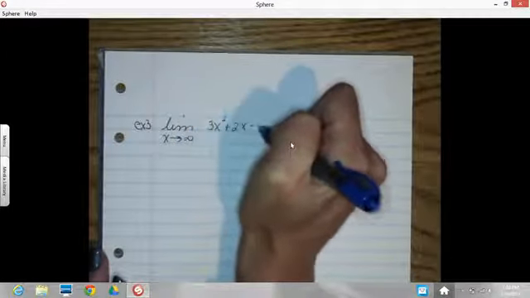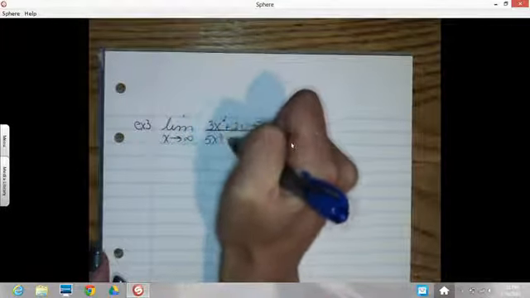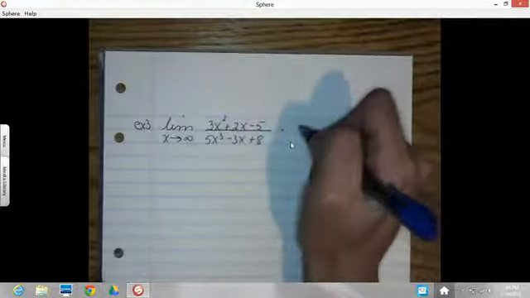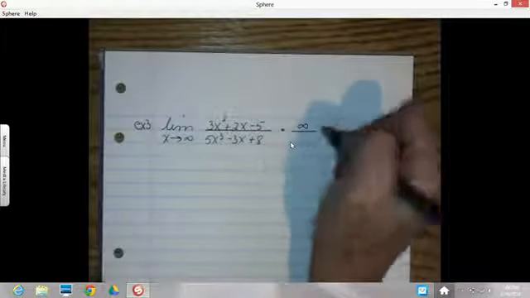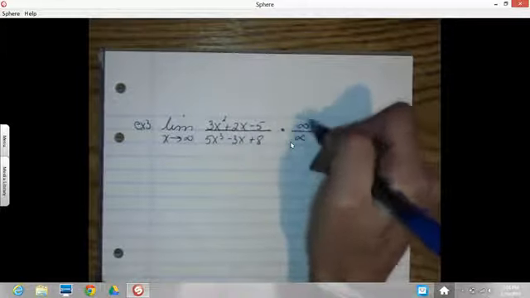Okay, let's go the limit as x approaches infinity of 3x squared plus 2x minus 5 over 5x cubed minus 3x plus 8. Okay, plugging the infinity in here. Infinity squared plus infinity minus 5, obviously infinity. Infinity cubed minus infinity, infinity. Indeterminate. I can do L'Hopital's rule.